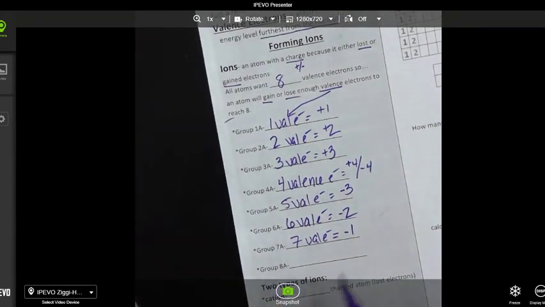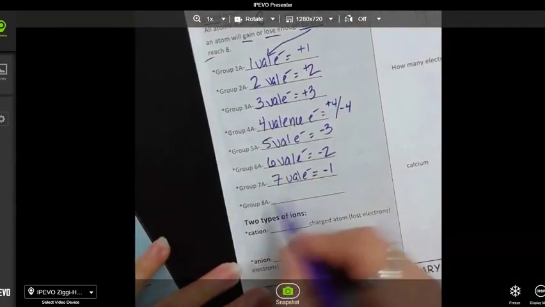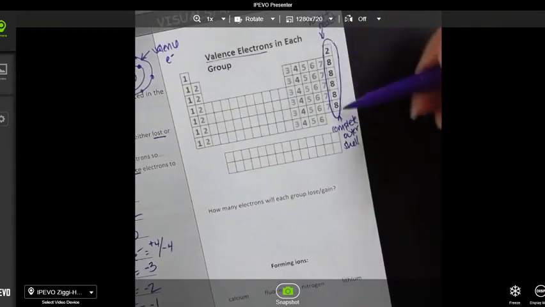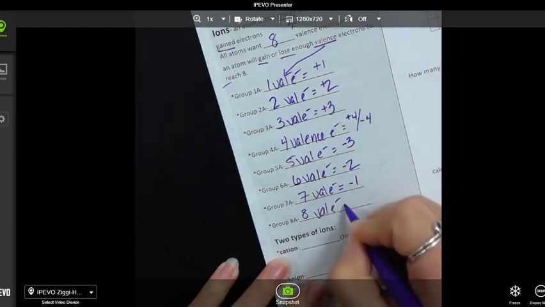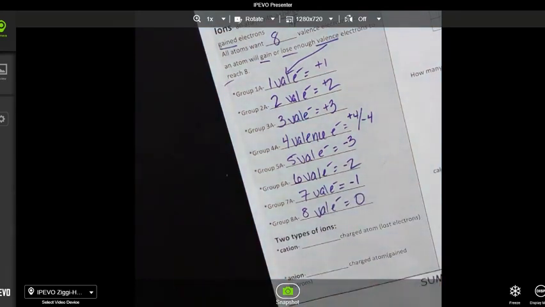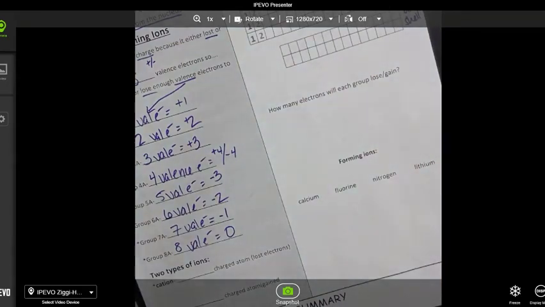And then group 8A, they have a complete outer shell, right? 8 valence electrons. So what do you think they're going to want to do? 8 valence electrons. They do not have a charge. They have a charge of 0 because they do not need to lose or gain. They're already neutral.